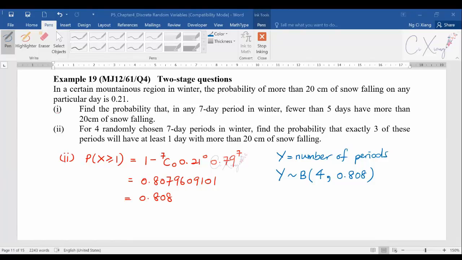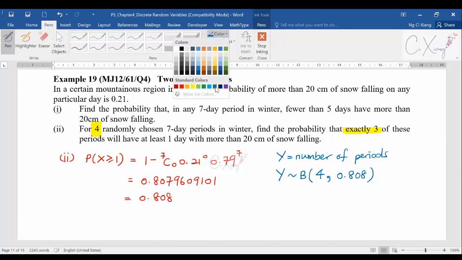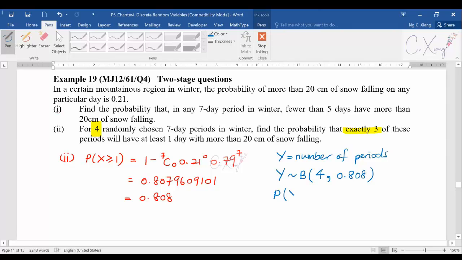Okay, so just now the file automatically closed, so I think I need to show you a very simple solution here. This is where we stopped just now, right? We are talking about the number of periods, and you have 4 periods in total. They want you to find out that exactly 3 of these periods, something happened. The something that happened means the probability of at least one day with more than 20 cm of snow falling. Then they want you to calculate the probability Y equals 3.